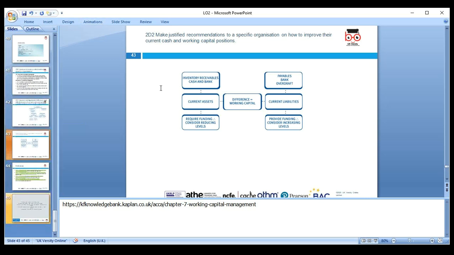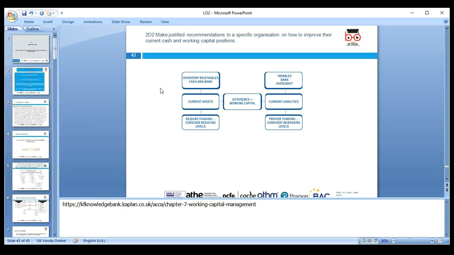Any questions here, please? That's all for today. Really, we discussed working capital, we discussed credit control, we looked at the types of inventories and inventory valuation methods. So that's all for today.